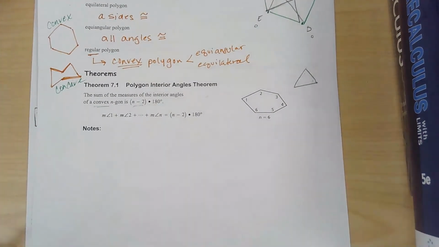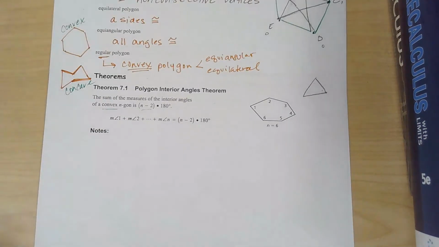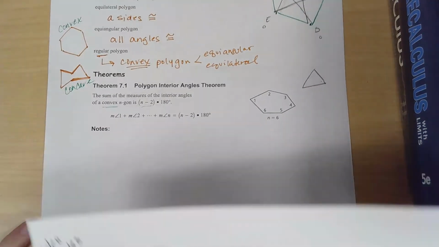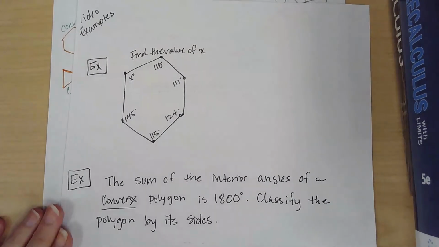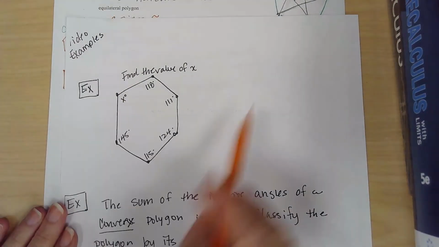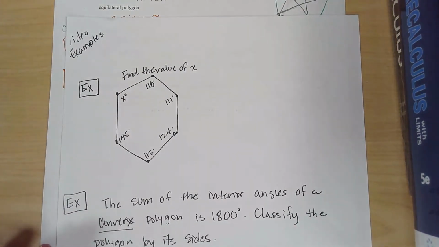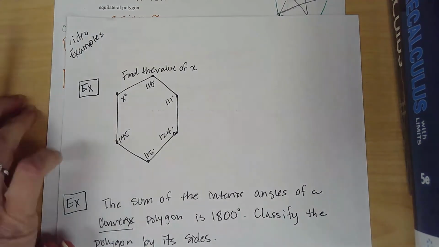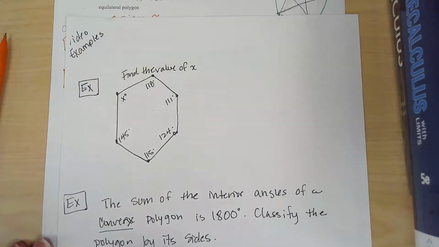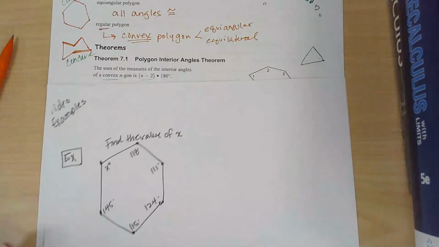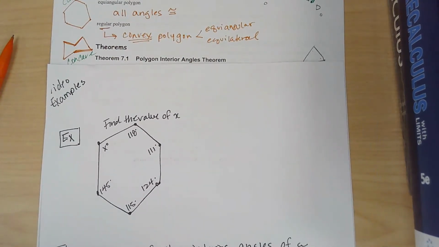Let me switch gears here. I gave you guys in class, and I also posted on Canvas, some extra examples, and I just thought it might be handy to have these examples, or you can always just draw them down as well. On this one, this is an example of this theorem right here, the 7.1. We're talking about the interior angles of a polygon, so a convex polygon.